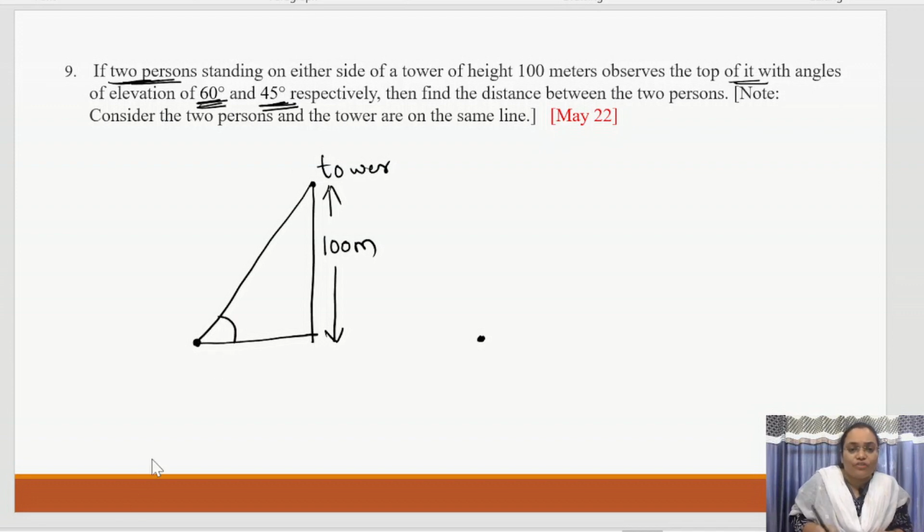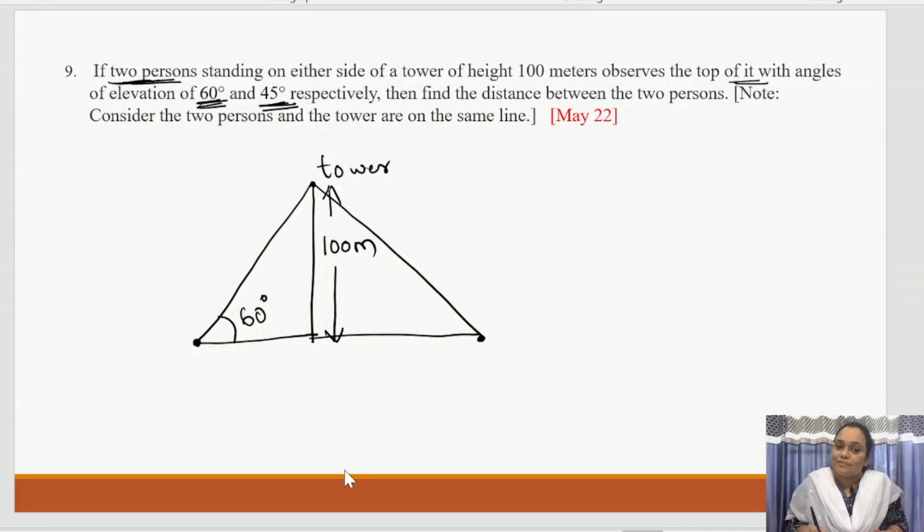The angle of elevation has been formed. It is 60 degrees. And from here, he is looking at the object. The angle of elevation has been formed. It is also 45 degrees. We need to find the distance between the two persons.